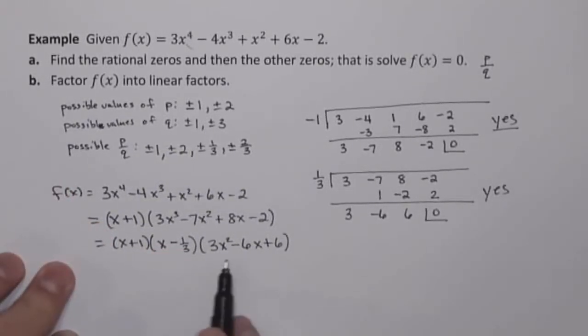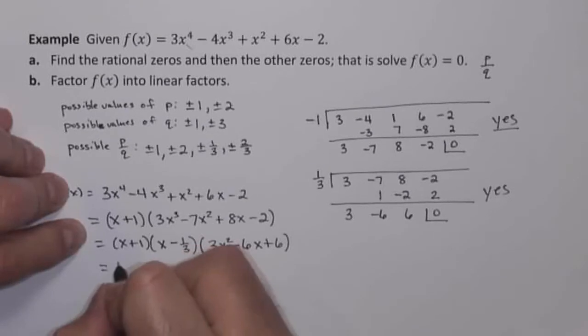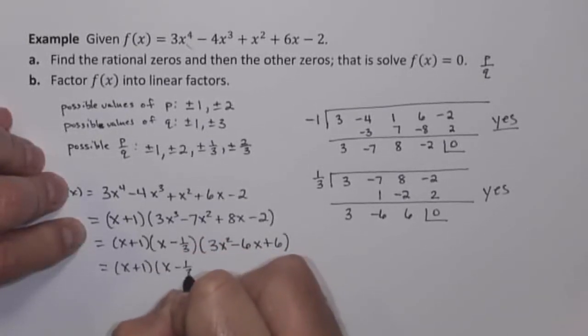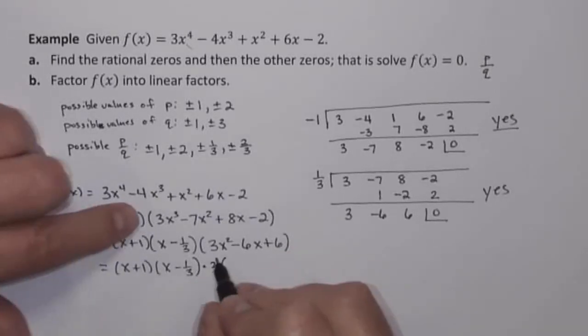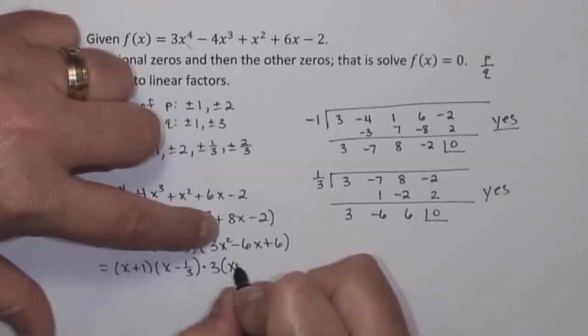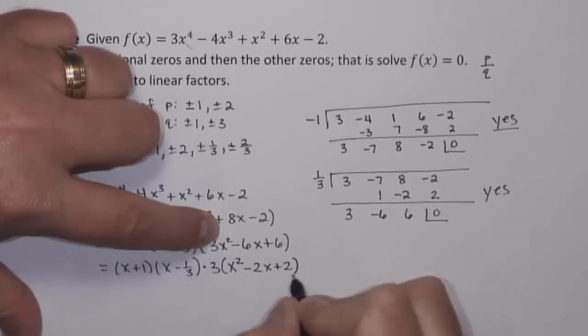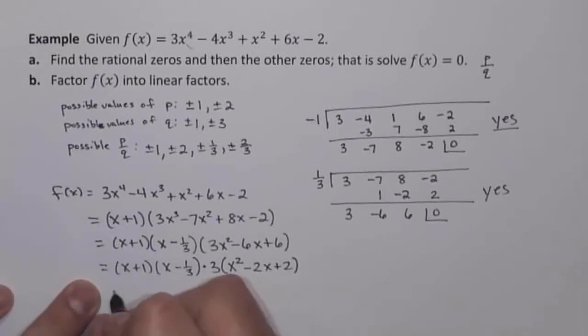Now, if you look at this, the 3x squared minus 6x plus 6 has a common factor of 3 that I can factor out. So I'm going to do that. So I would have times 3 times, if I factor out that 3, x squared minus 2x plus 2. And then maybe what I would do is multiply the x minus 1/3 times this 3.